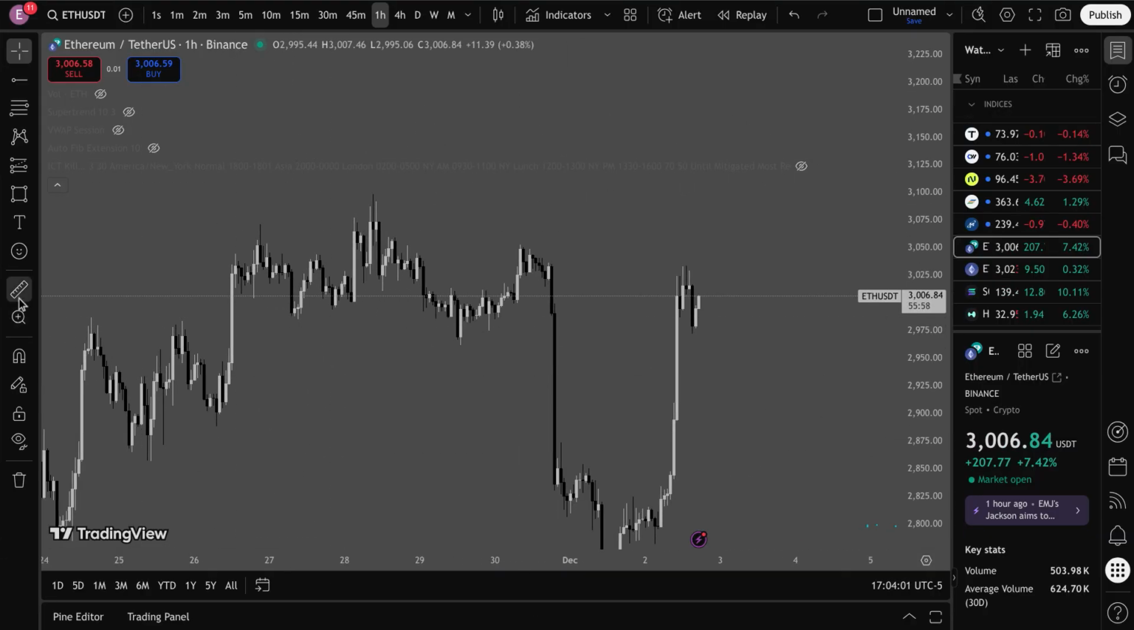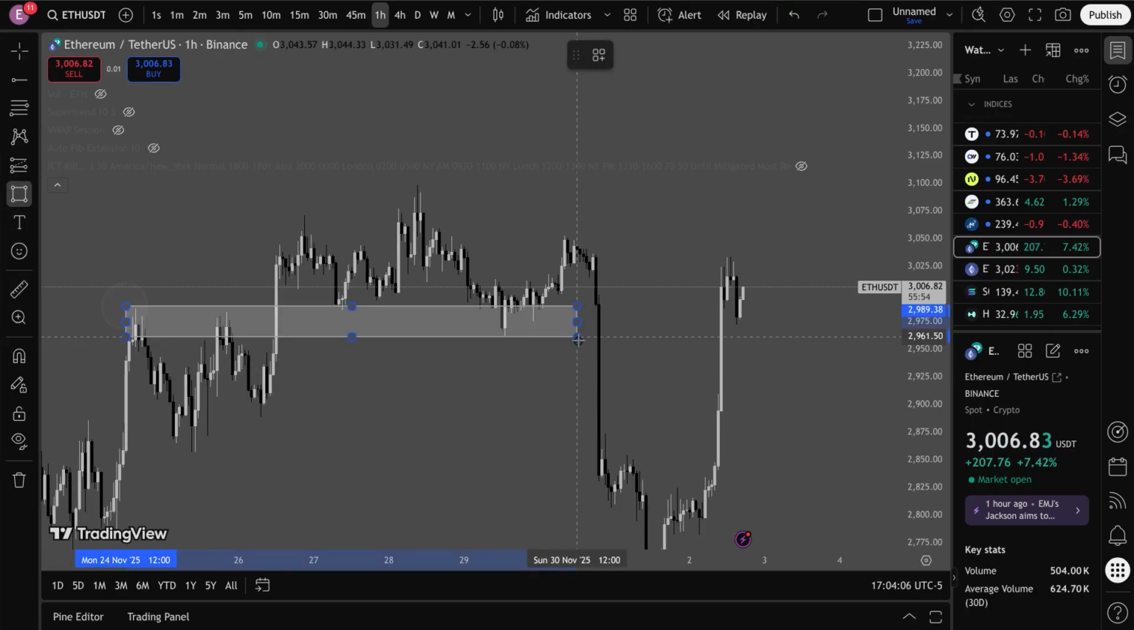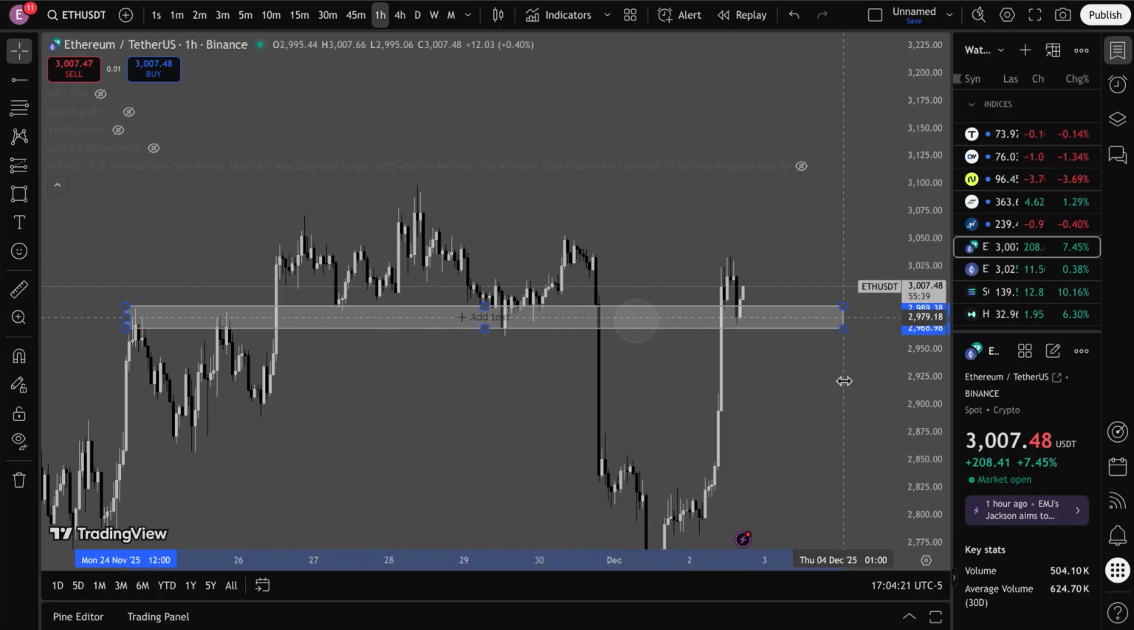Okay, so as you can see, we have this resistance right here that was flipped into support. As you can see, what happened? Price broke the resistance and then hit this support, and then honestly, what can you see right now is happening, price right now is using this level as a key point of support too, as it has just broken through.